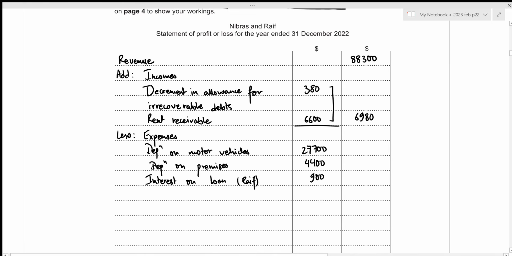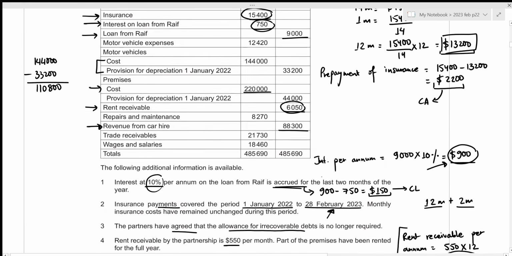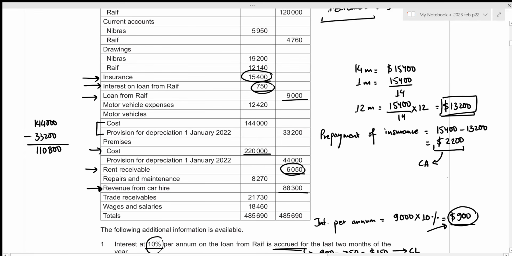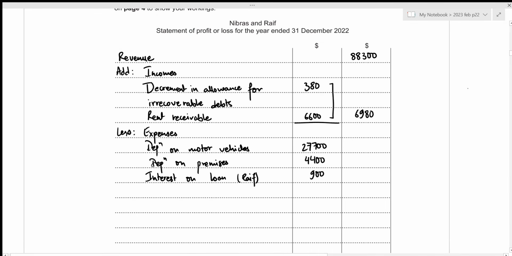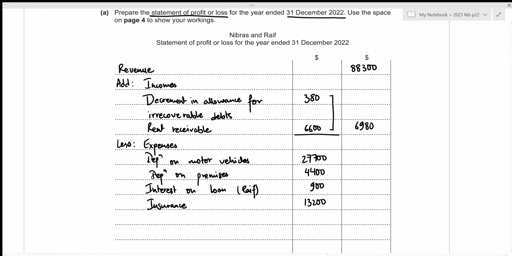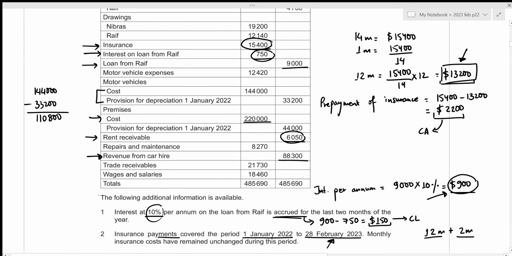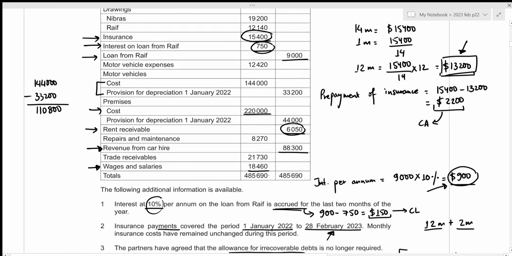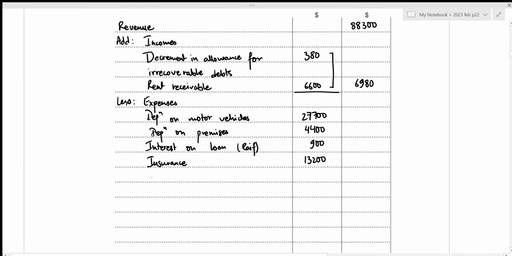It was of 900. All right, then we also figured out the total insurance amount for the year, right? The total insurance amount for the year was of 13,200. This will act as our expense. So that's insurance 13,200. Okay, these are all of the expenses that we have adjusted. Now let's have a look at our table. We also have our wages and salaries, which is also an expense. So we need to record this amount of 18,460.